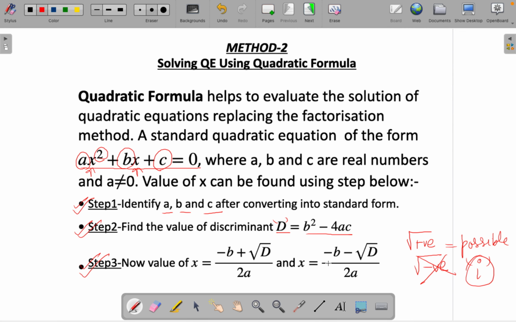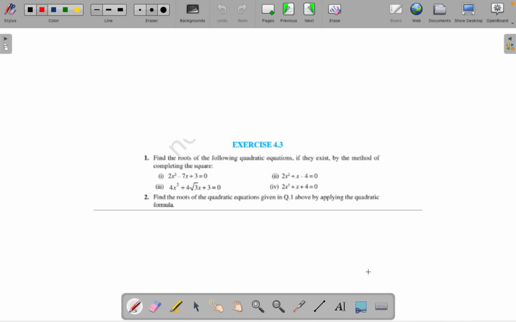Okay, so that is why you will be able to find the value of x only in two cases. That means D has to be greater than 0, or it has to be equal to 0. If D is less than 0, then the value of x is not possible. Let's continue with the exercise.